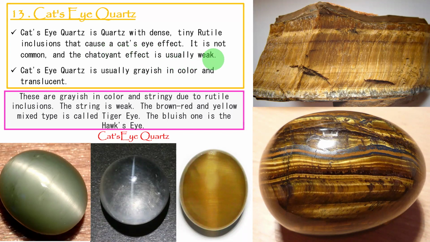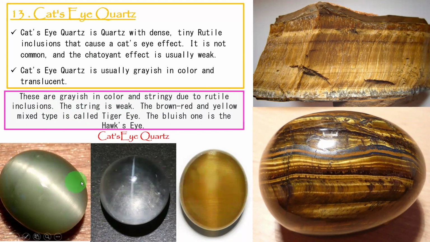In chrysoberyl cat's eyes, that chatoyant effect is very sharp. Cat's eye quartz is usually grayish in color and translucent. These are grayish in color and the streak is due to rutile inclusions. The streak is weak. Look at this.